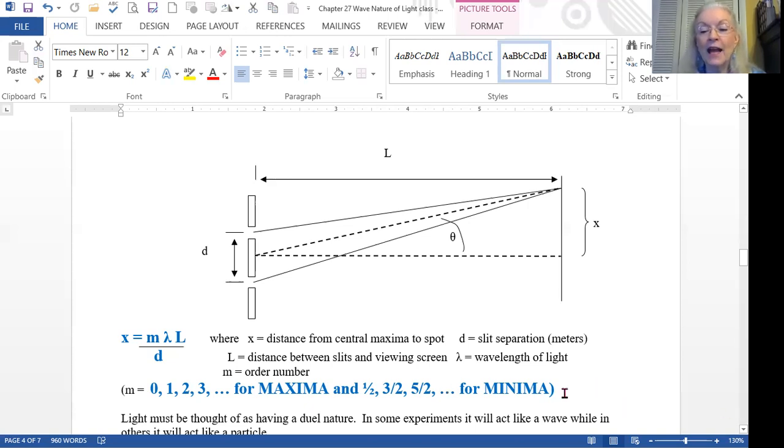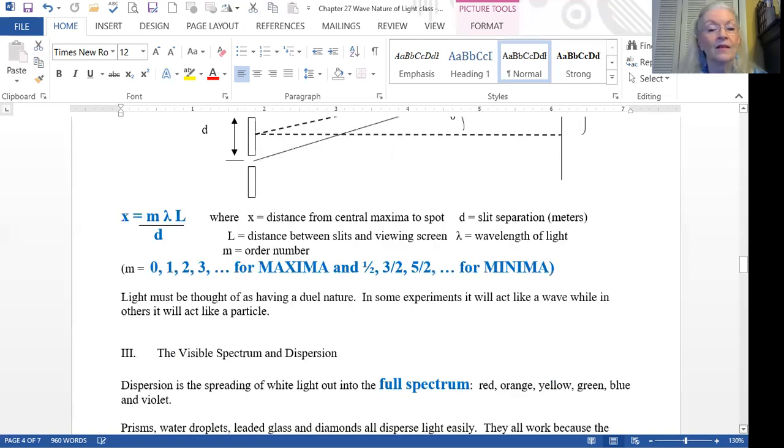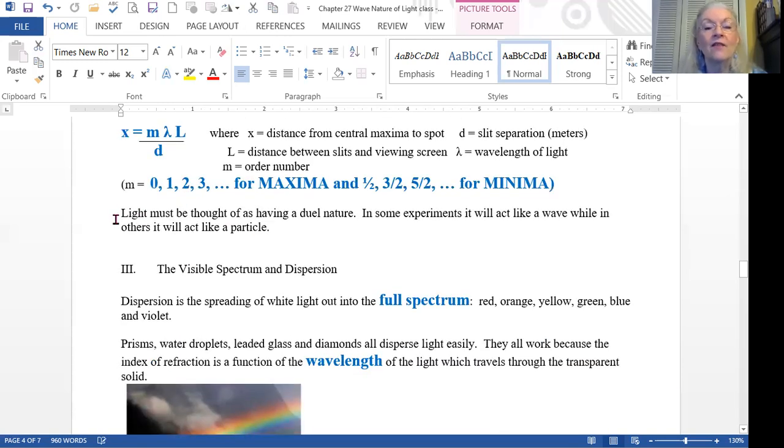You have to be able, if I tell you we're looking at the first order minima or the second order maxima, to decide what is m. So light's thought of as having a dual nature. In some experiments, it's going to act like a wave. In others, it's going to act like a particle. We will utilize this equation in the lab on Young's double slit, and I'll probably do one calculation with it in class.